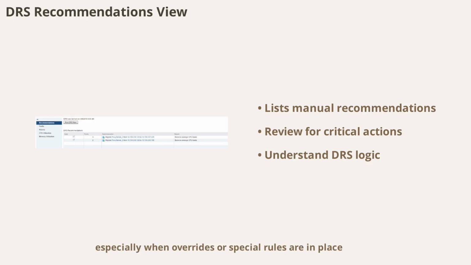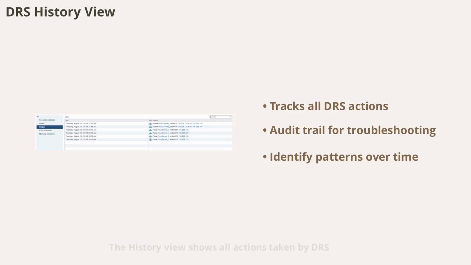The history view shows all actions taken by DRS, including vMotion migrations and initial placements. This audit trail helps you track changes over time, identify patterns, and troubleshoot unexpected behavior. By reviewing the history, you can gain confidence in DRS's decisions and spot any recurring issues.